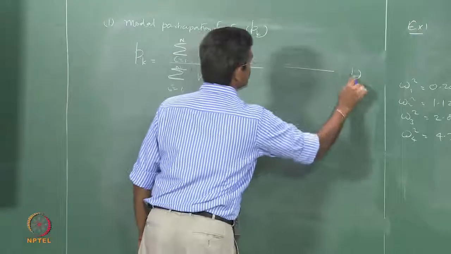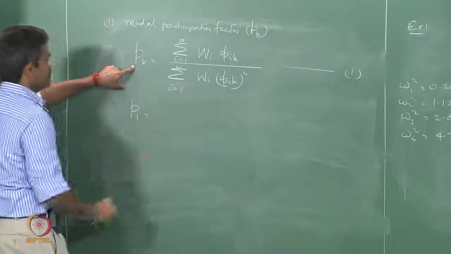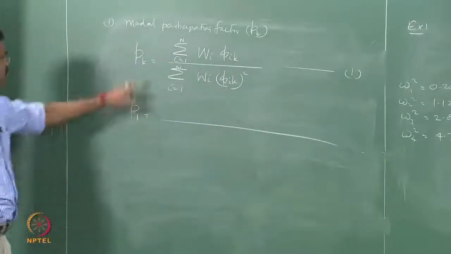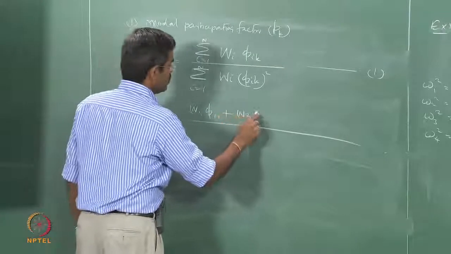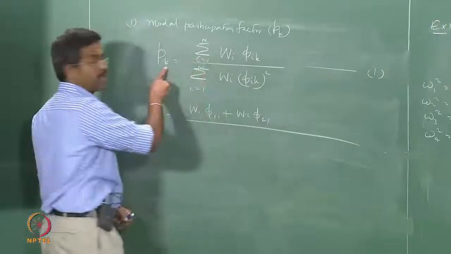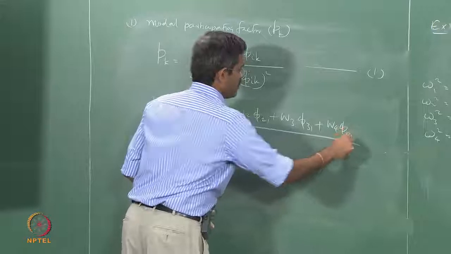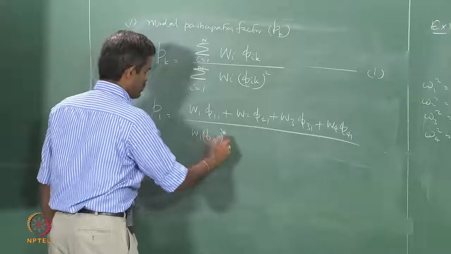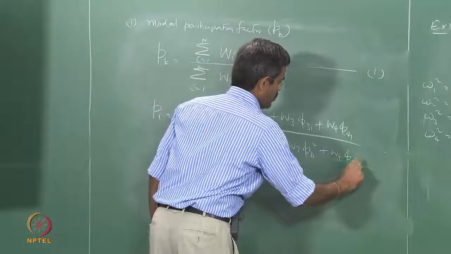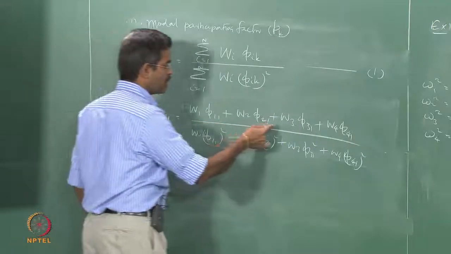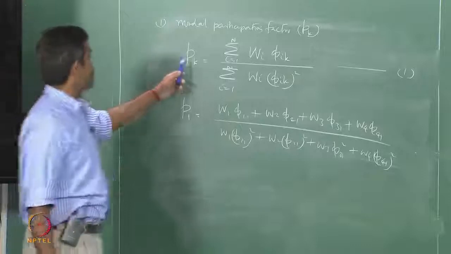Let's call this equation number 1. If you really wanted to find P1, I can expand this. K is 1, only i is count. So, I should say W1 phi 1 1 plus W2 phi 2 1 plus W3 phi 3 1 plus W4 phi 4 1, divided by W1 phi 1 1 square plus W2 phi 2 1 square plus W3 phi 3 1 square plus W4 phi 4 1 square. If you look, the second subscript is unity, it means we are referring to the first column of this vector, which is the corresponding first mode shape of the system. That is why it is called the modal participation of the first mode.